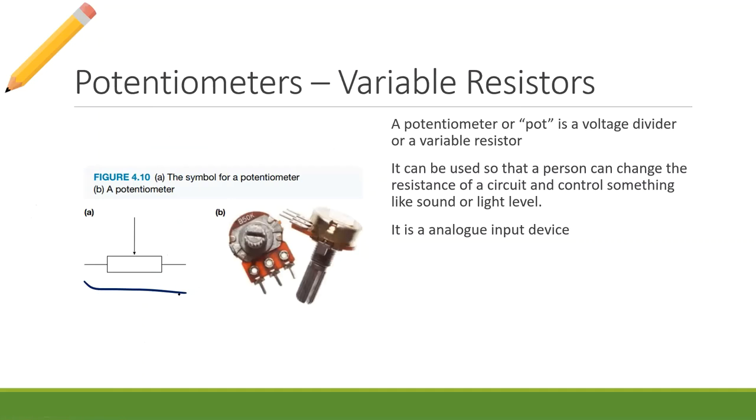It can be used so that a person can change the resistance of the circuit and control something like sound or light levels. It's an analog input device. So imagine if you could change the resistance of a circuit without having to buy a new resistor. That's what a variable resistor does. And how it works, just so that you know, is imagine you've got a long piece of wire, okay?